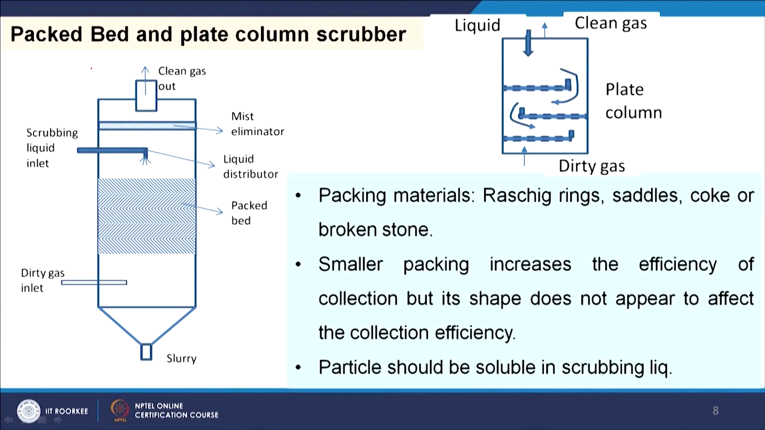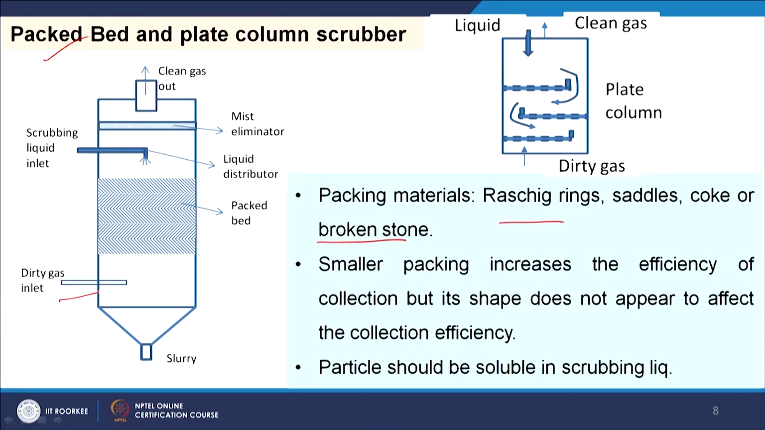Then the packed bed and plate column is another type of spray system that is also used. In this packed bed, a packing material is used like, say, raschig rings, saddles, coke or broken stone. These are normally used for capturing the particulates. Dry gas will come in here and clean gas goes up, and a spray system will be there, but we have one packed bed. So, this is one type of design.